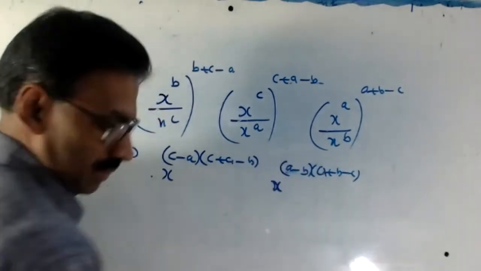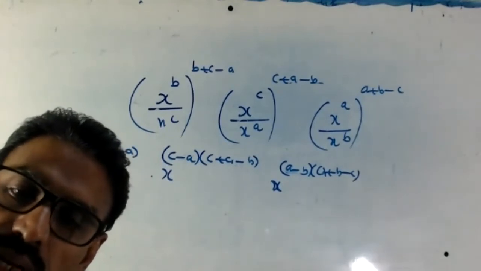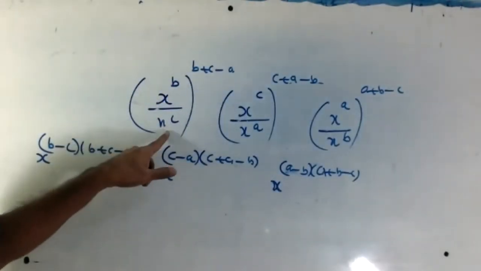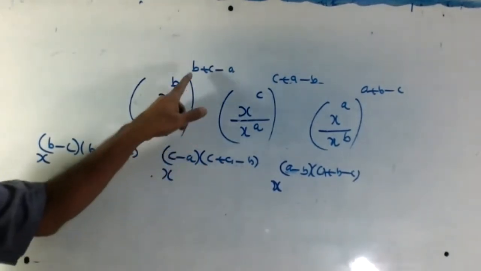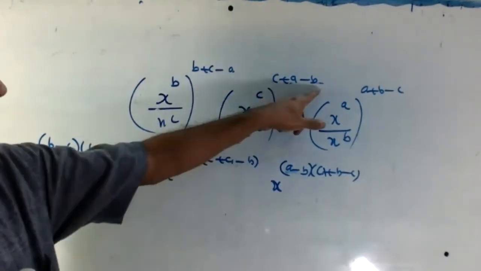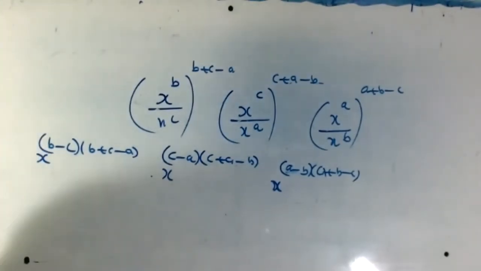Okay, this line okay or not? Everyone, this line okay? Because a raised to m divided by a raised to n is a raised to m minus n. x raised to b minus c into b plus c minus a, x raised to c minus a into c plus a minus b, x raised to a minus b into a plus b minus c.